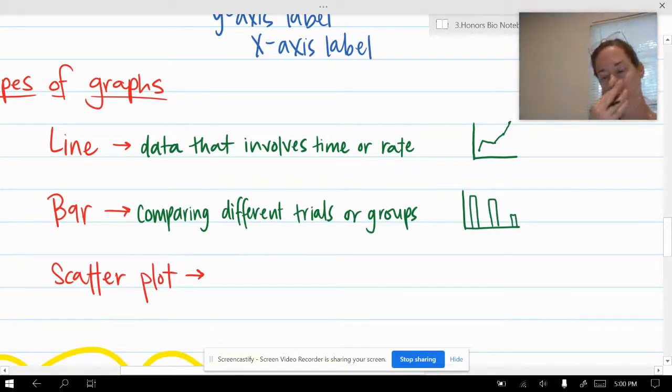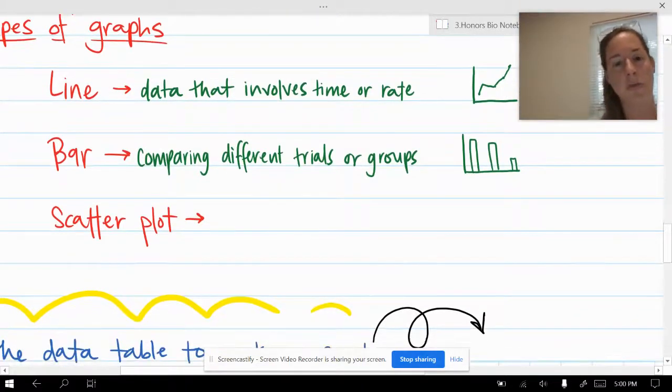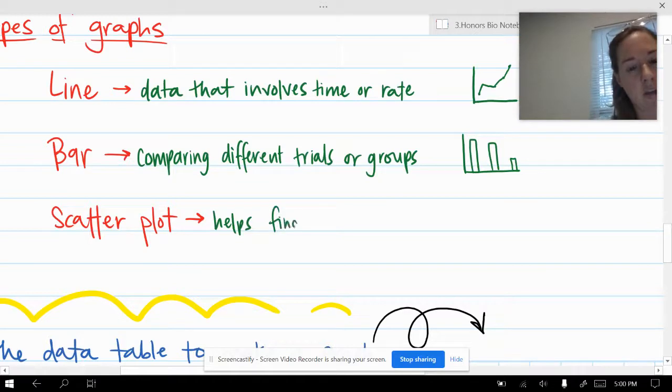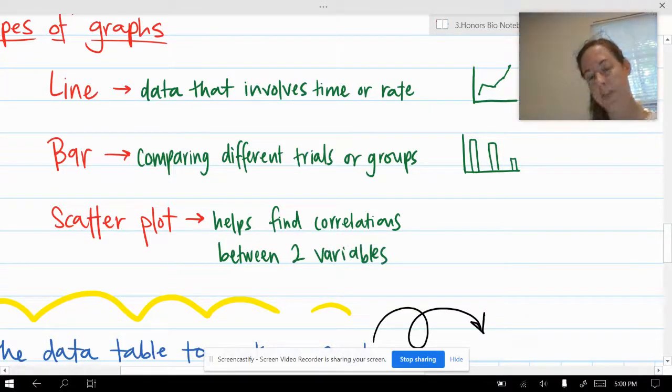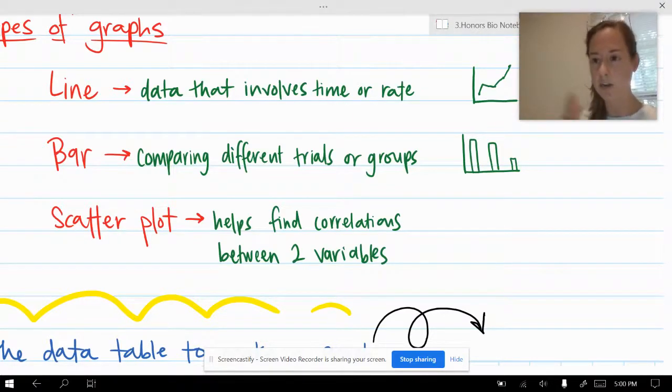And then finally, you have a scatter plot, which is used to help find correlations between 2 variables. We aren't going to be using scatter plots super often, but you will get to check out some this week in class when we use this data crunching website called CODAP.